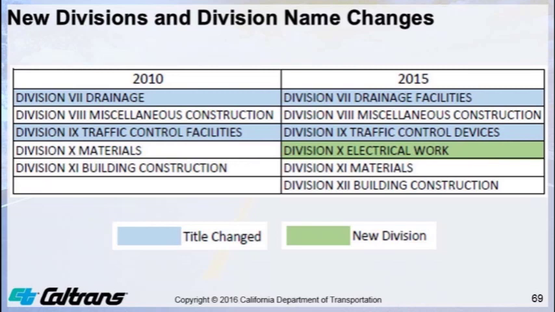So shown here for Divisions 7 through 12, the changes to divisions are first, the 2010 Division 7, Drainage, is now titled Division 7, Drainage Facilities, and the 2010 Division 9, Traffic Control Facilities, is now titled Division 9, Traffic Control Devices. A new division, Division 10, Electrical Work, has been added in 2015. The addition of the electrical division required that the 2010 Division 10 materials move to Division 11 and that the 2010 Division 11 Building Construction move to new Division 12.